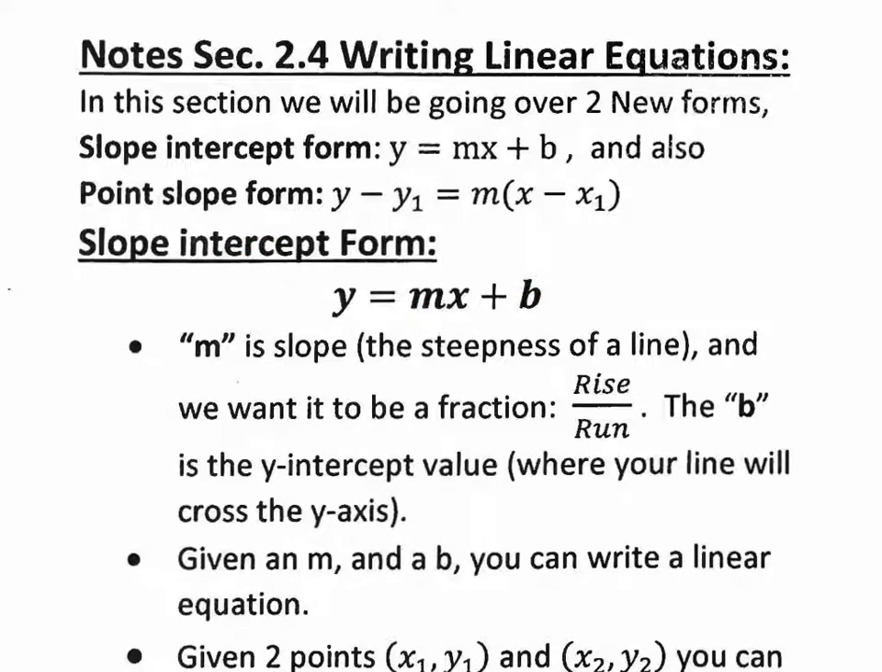Let me repeat that. When it's in slope-intercept form, when you have y equals mx plus b, you'll be able to identify your slope just by looking at the number right in front of the x. And you'll be able to identify your y-intercept, where your line will cross the y-axis, just by looking at the b value right here. Okay? So slope-intercept form is really easy, and it's advantageous to use.